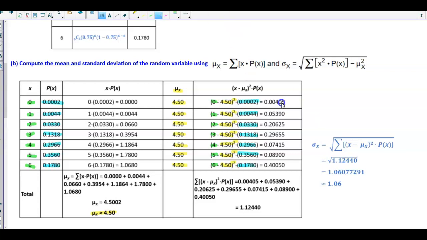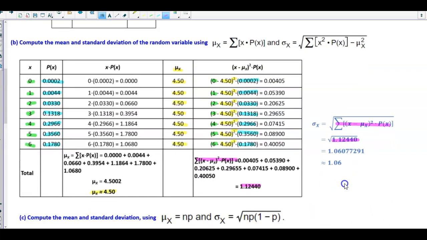So now when we get all of these values here on the right, we're going to add them all up. When we add up all these values, we get 1.12440. That is the sum of that entire column, which is what we have underneath the radical sign. So in order to find the standard deviation, we take this number and take the square root of that, which gives us 1.060779291. Rounding that to 2 decimal places, we get 1.06.